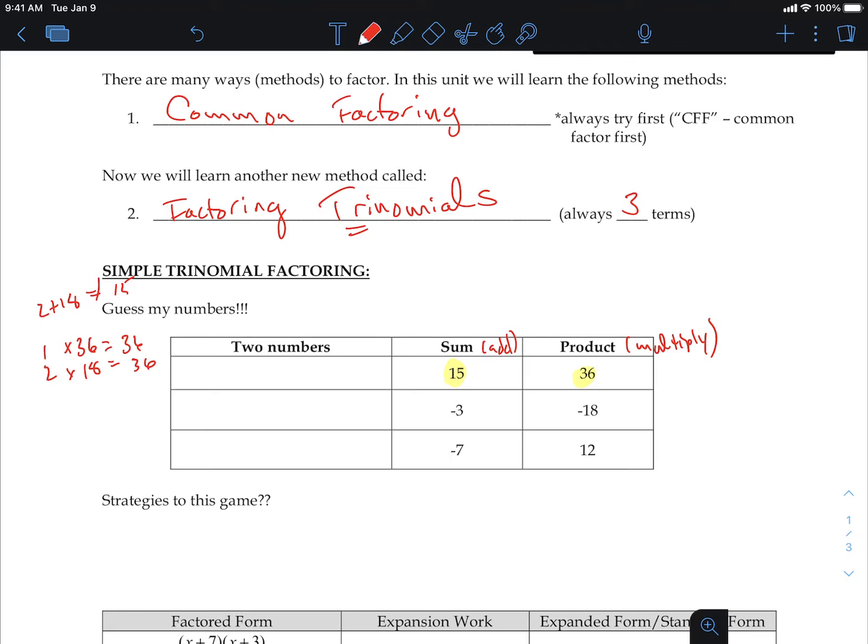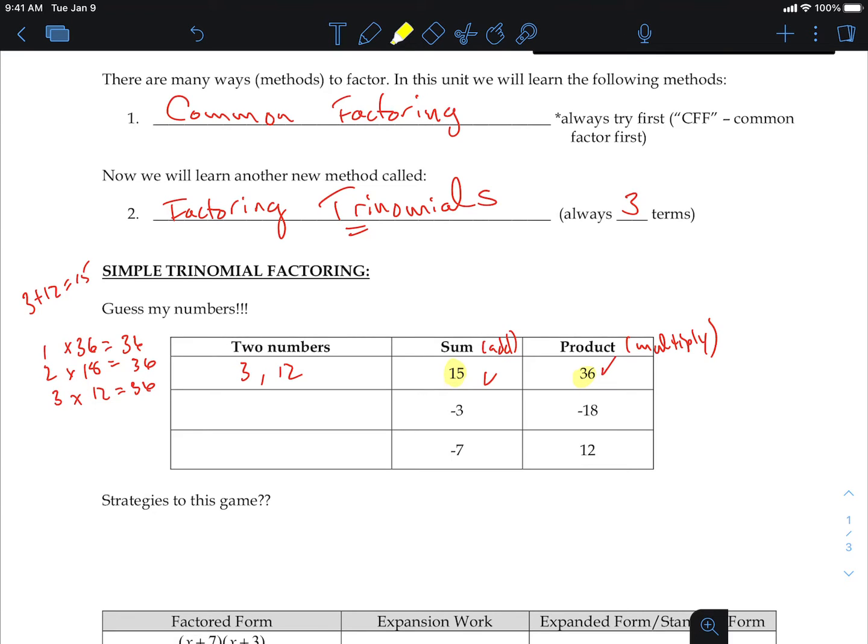3. 3 times what equals 36? Sometimes you guys might need your calculators for this to get the hang of it, just to check it real quick. 3 times 12 equals 36. Well, that means we've satisfied the product. And look at that, 3 plus 12 also equals 15. So the two numbers that work in this scenario are 3 and 12. Does anybody have any questions about what I did there?